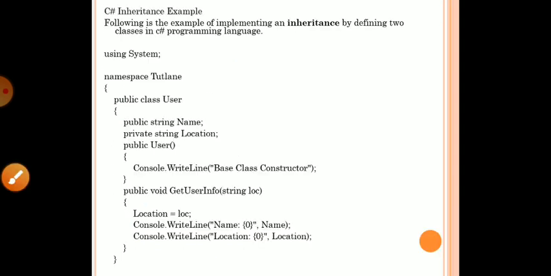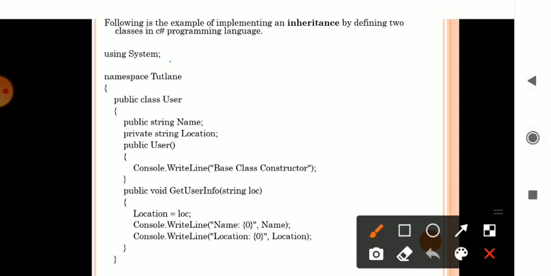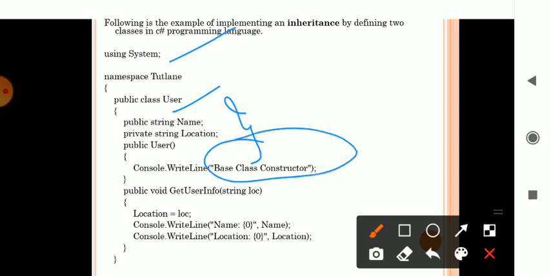Same way, you can check out another example here. What does it say? You have using System, and you have a user class. In that you have the name and the location, and in the user method you are just printing the message base class constructor. Another method is there called get user info, which has the location and the name. The location is of type string.